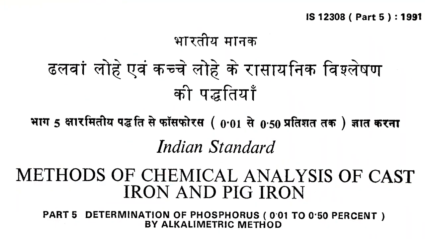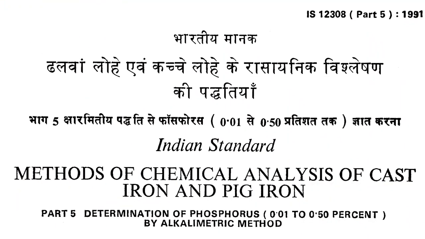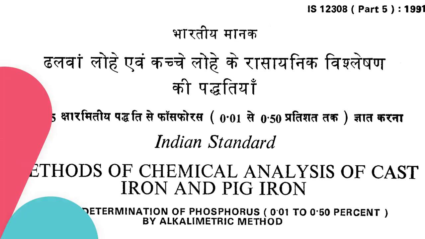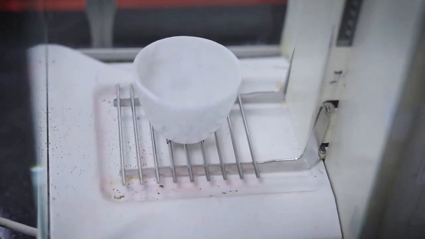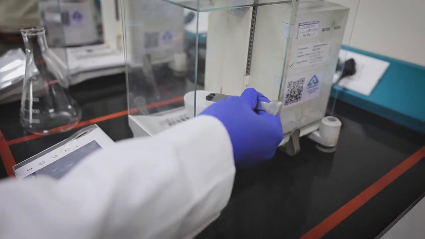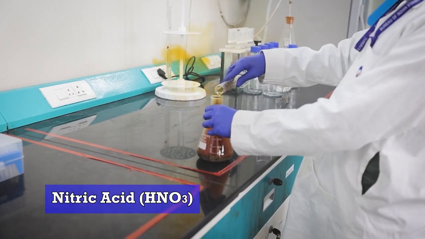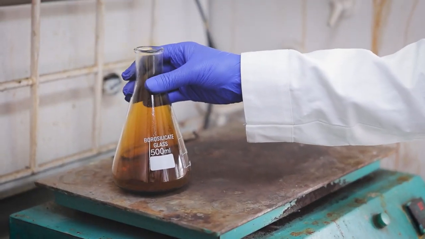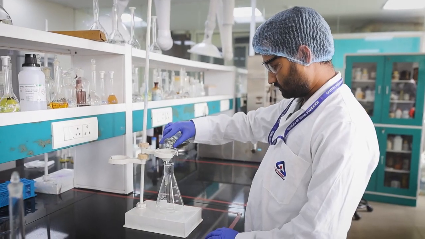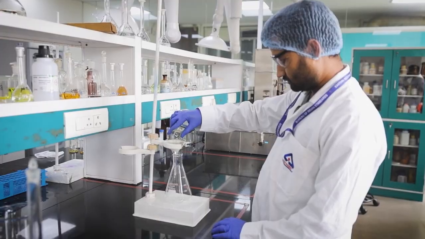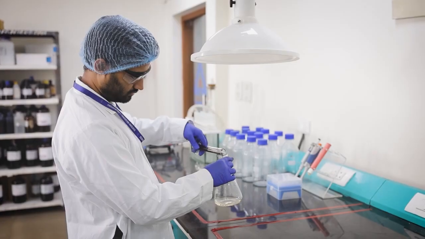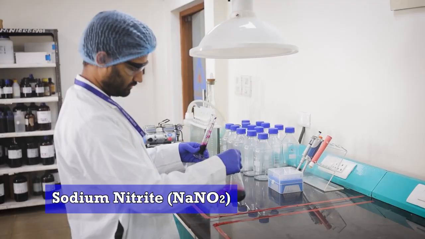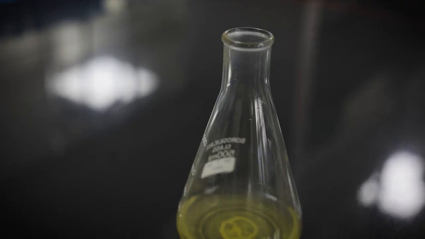Phosphorus analysis is conducted using the alkalimetric method as described in IS 12308 Part 5. The process begins with accurately weighing the metal sample and dissolving it in nitric acid to create a clear solution. This solution is then filtered to remove any undissolved particles, ensuring a purified sample for analysis. Impurities are eliminated using potassium permanganate with sodium nitrite added to neutralize excess oxidants.